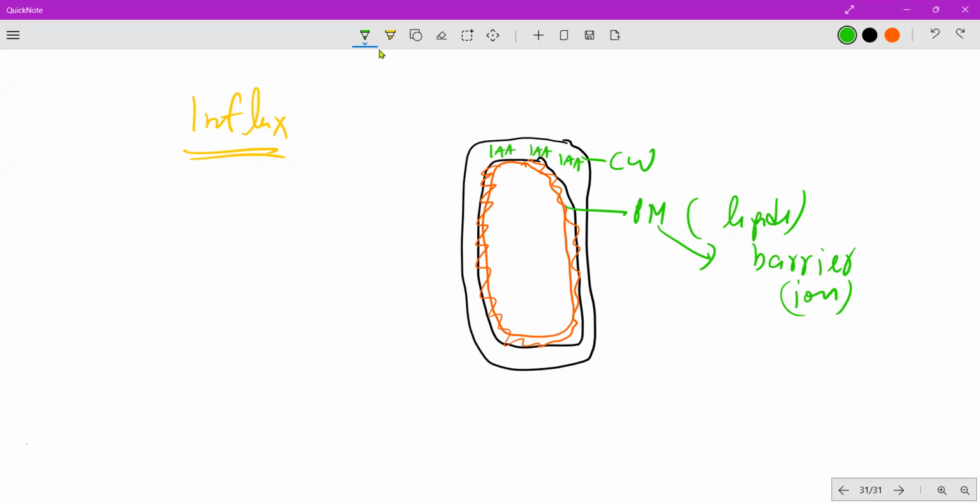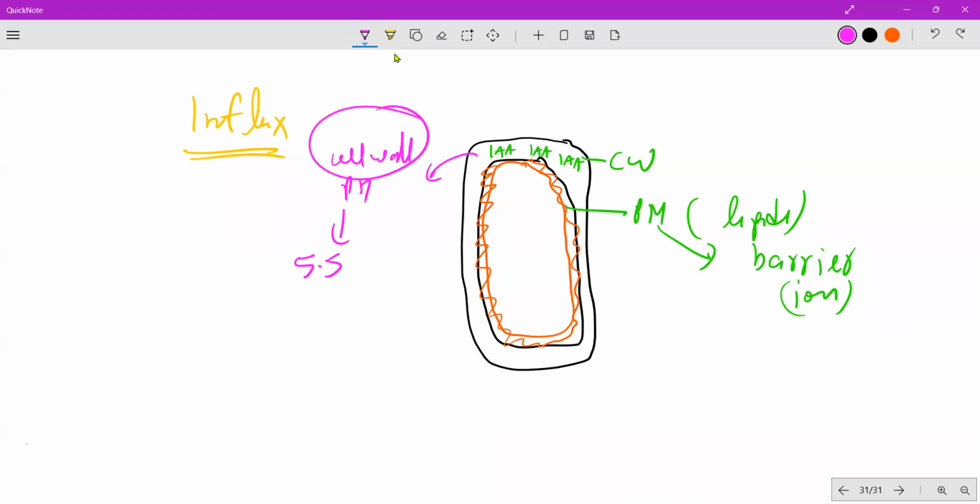IAA is found in the cell wall region. Now the problem with the cell wall is, we know the cell wall is acidic in nature. You know what is the pH of the cell wall? The pH of the cell wall is approximately 5.5. This is the pH of the cell wall.